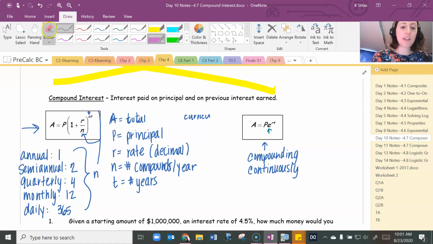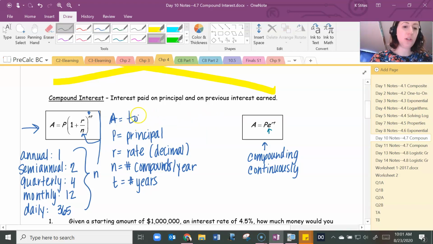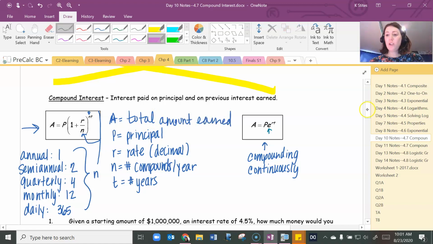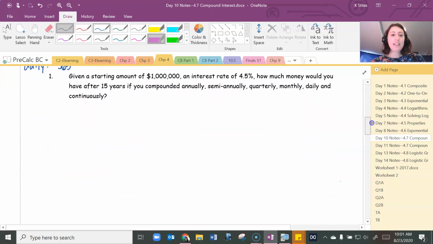And just to come back over here, it looks like this got erased a little bit. This word was earned that was partially erased. Okay, so let's come on down to number 1. Given a starting amount of $1 million, an interest rate of 4.5%, how much money would you have after 15 years if you compounded all of these?